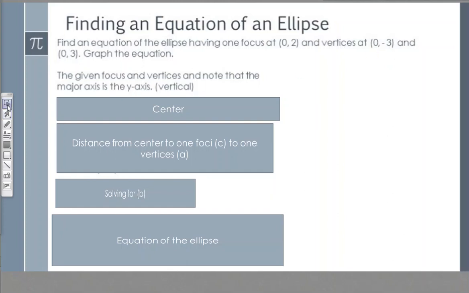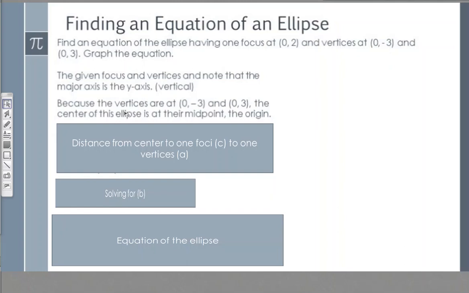Now then, because the vertices are at (0, -3) and (0, 3), the center of the ellipse is at the midpoint between -3 and 3, which tells us it's going to be at the origin. Okay?